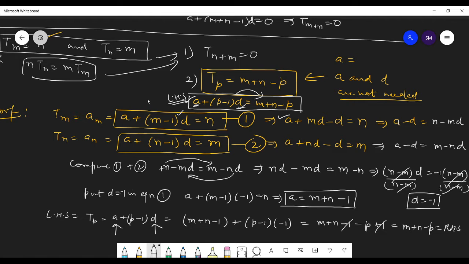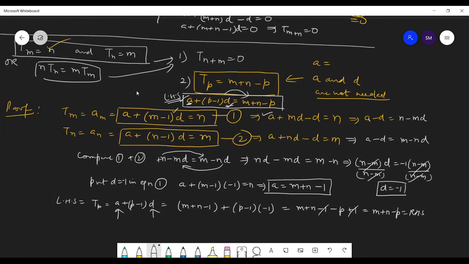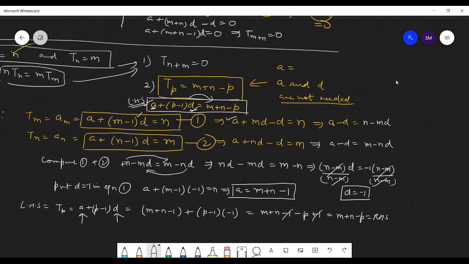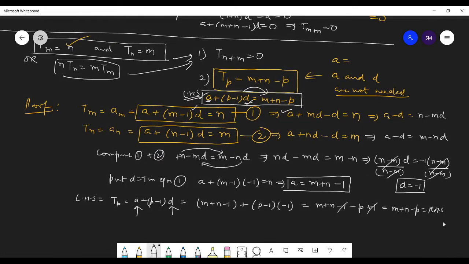Now, in your CBSE exams, you will be asked to do this proof, but in your competitive exams or in MCQs, you are supposed to directly apply the formula. We did some questions based on them yesterday. Shall we move forward? So we have proved that TP, the pth term, is equals to m plus n minus p.